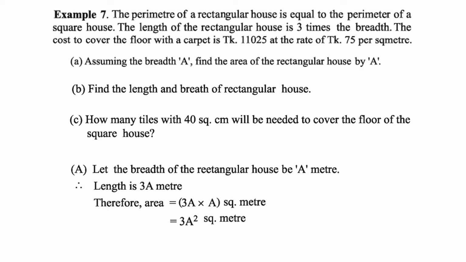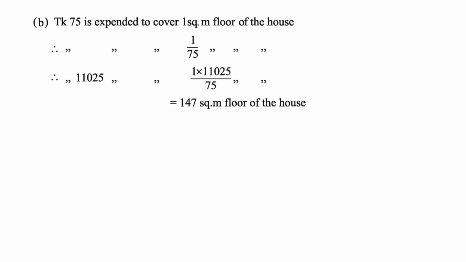Okay, and the length is 3 times the breadth, and the area of the floor is 11,025. Okay, let's do that. As you can see, taka 75 is expended to cover 1 square meter floor of the house. So taka 1 is expended to cover 1 divided by 75 square meter floor of the house, and therefore taka 11,025 is spent to cover 147 square meter floor of the house. This is how it is done in your textbook example.